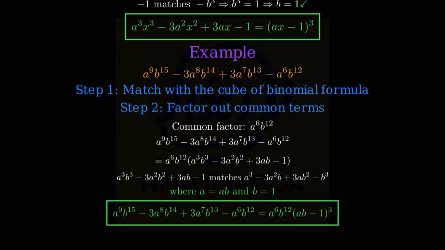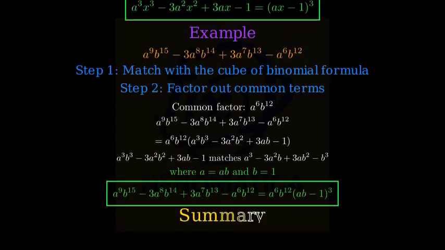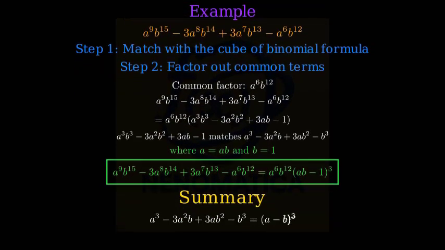Therefore, our final factorization is a to the power of 6 b to the power of 12 times the cube of (ab minus 1). Let's summarize what we've learned about factoring polynomials using the cube of binomial formula. The cube of binomial formula states that a cubed minus 3a squared b plus 3ab squared minus b cubed equals the cube of (a minus b).